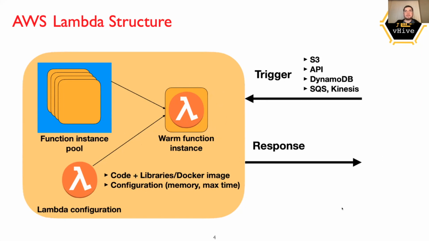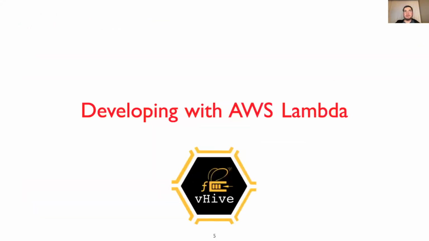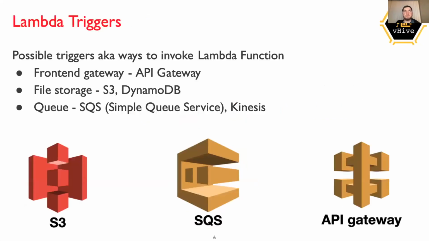So now let's take a closer look at how developing with AWS Lambda looks like, and more particularly, what are the usual Lambda triggers. Usually it's just a way to invoke a Lambda function where you have input and potential output. There are a lot of ways to do it. The most popular ways are either a front-end gateway, so that you can make API requests to AWS Lambda, file storage, or any data storage in general. It could be either S3 or DynamoDB, where S3 is AWS file storage and DynamoDB is the AWS database, or a queue, which could be Simple Queue Service, or SQS for short, or Kinesis.